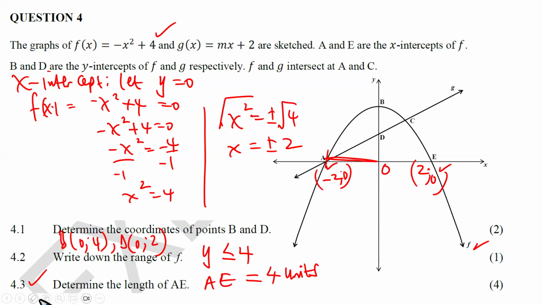So here you're going to have exactly 2 units, and from here to here it's also exactly 2 units. So 2 units plus 2 units is how many units? It's 4 units. Any question?